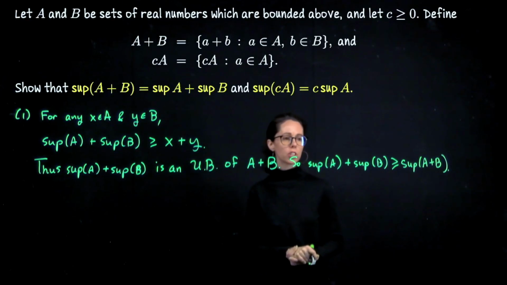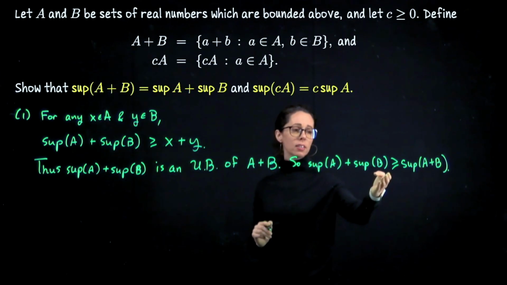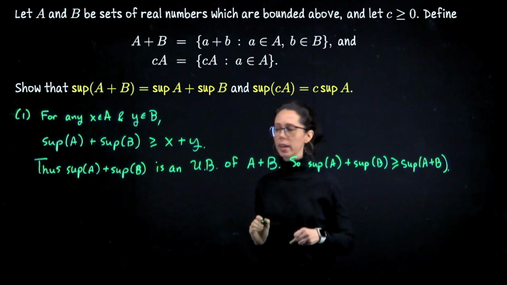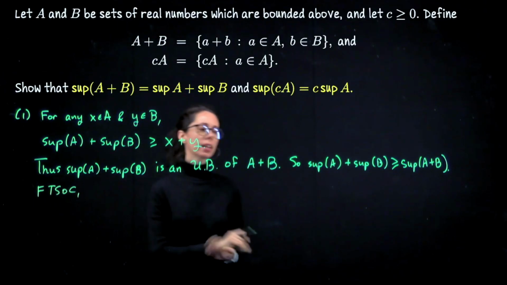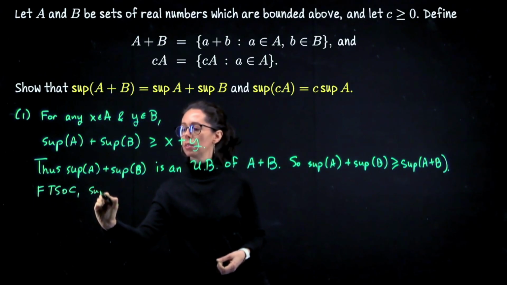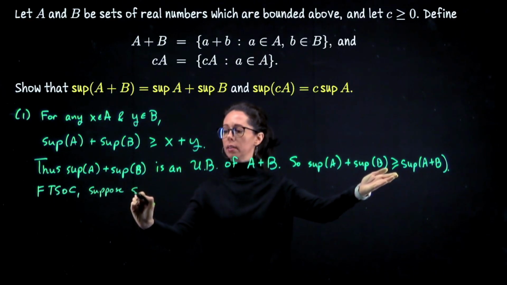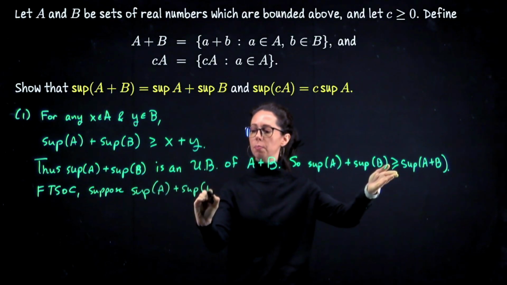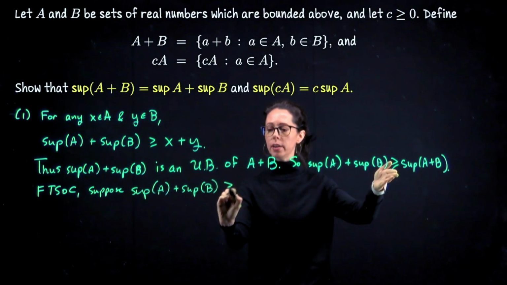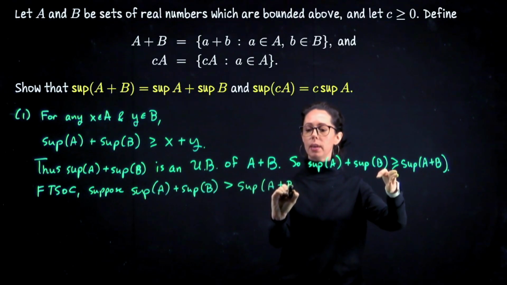We want to show that we actually have equality. Let's go with contradiction. What if we didn't? So what if this inequality was strict? Just to let the reader know what's up, I will say, for the sake of contradiction, suppose that this was strict inequality. So the sup of A plus the sup of B was actually greater than the sup of the set A plus B.